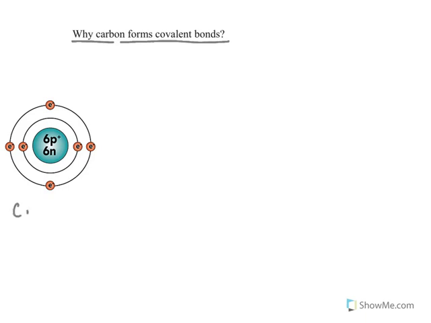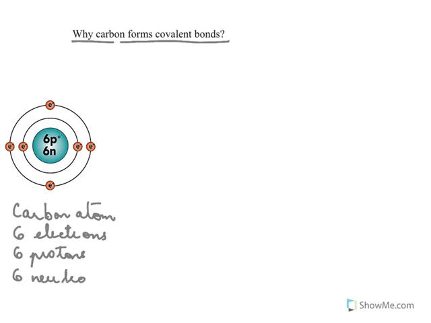When it comes to the carbon atom, it has 6 electrons, 6 protons and 6 neutrons. Now the protons and the neutrons are in the nucleus, as you can see in the picture. However, the electrons are in the orbits around the atom.